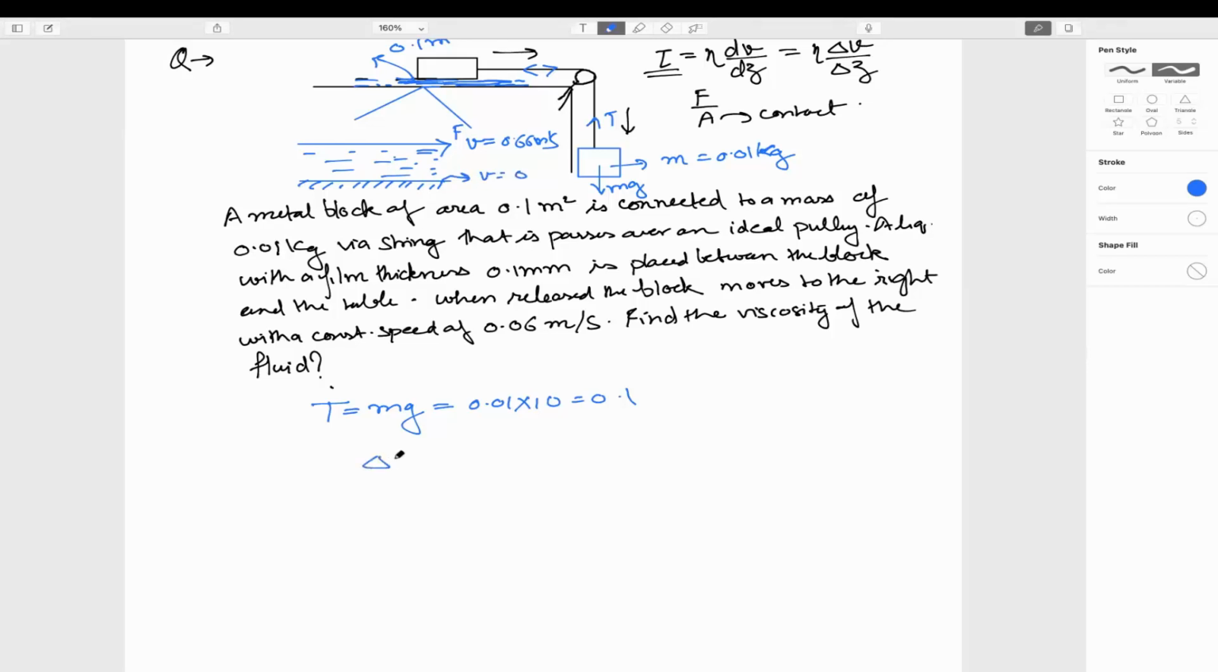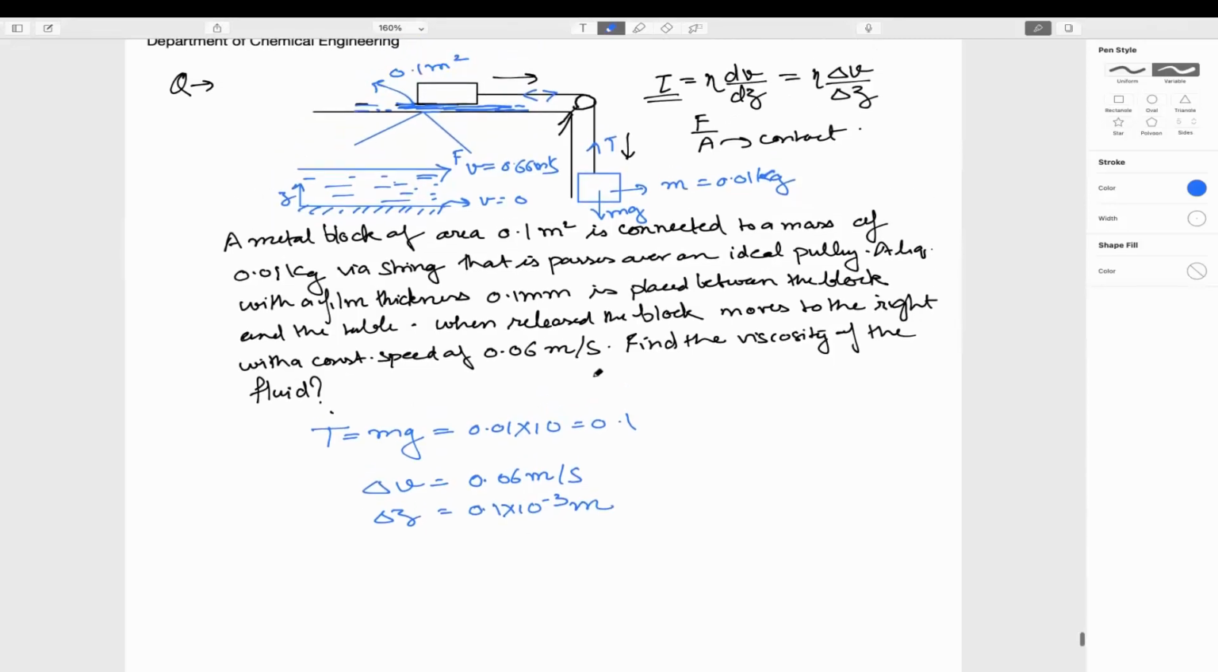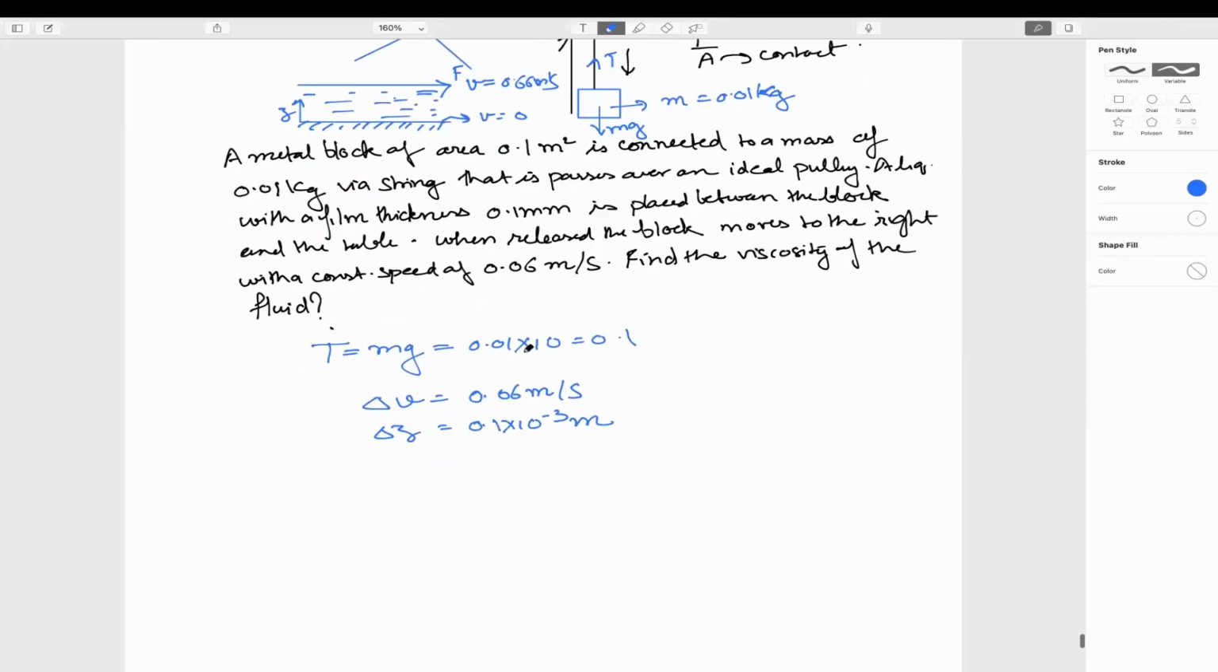So delta V you can calculate, that is 0.06 meter per second, and delta Z, if you consider this direction to be Z, is given by the film thickness, that is 0.1 mm, 0.1 into 10 to the power minus 3 meter. So we have this. Now apply this formula.